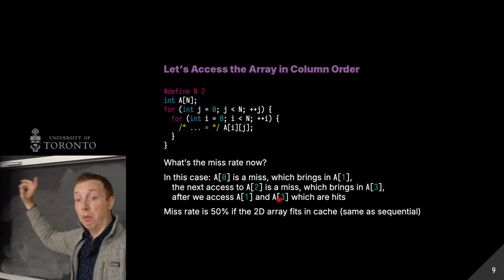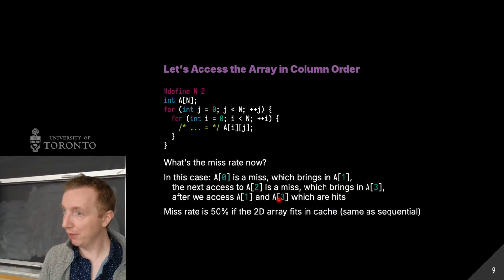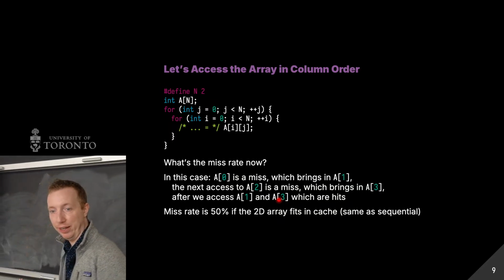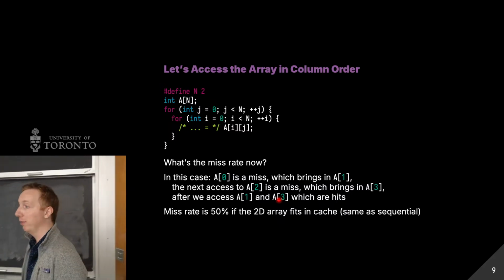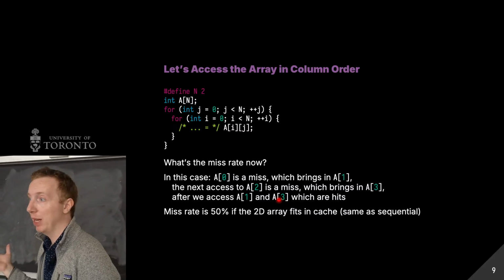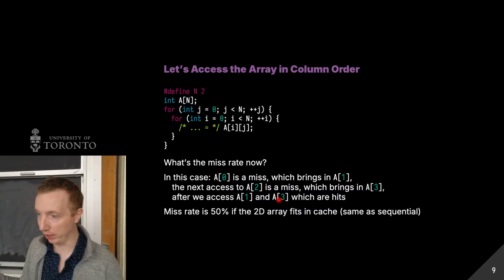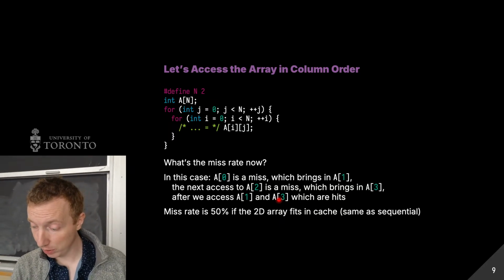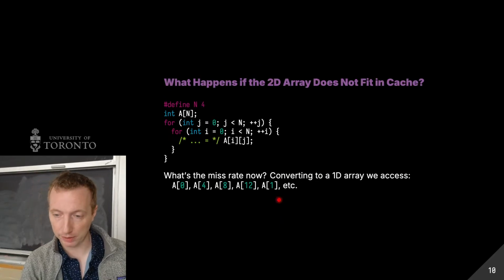So the thing to mention here is even if you access it the wrong way, if I access it in column major order instead of row major order, as long as the whole thing fits in cache, it doesn't matter. I can kind of skate away with it and not really notice anything. That is the main point here. But things get real bad once that is not true and it doesn't fit in cache, right?